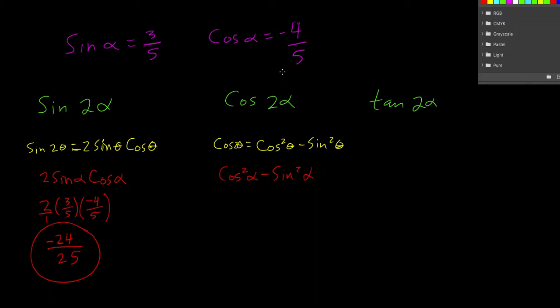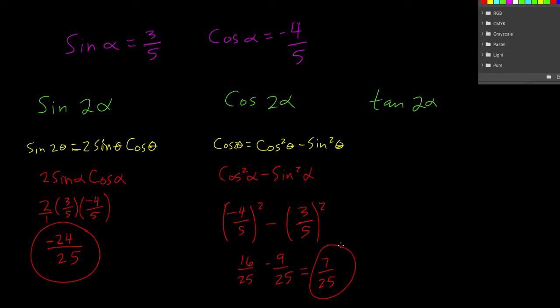Plug in these values, so we get negative 4/5 squared minus 3/5 squared. So we square the top, square the bottom, we get 16/25. Square the top, square the bottom, we get 9/25. If we subtract those, we end up getting 7/25. So that's our answer for that one.